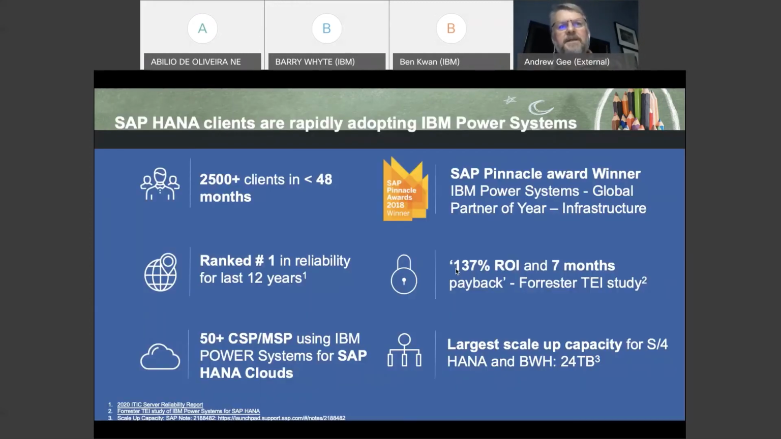SAP clients are rapidly adopting. We've got over 2,500 clients now in under 48 months.